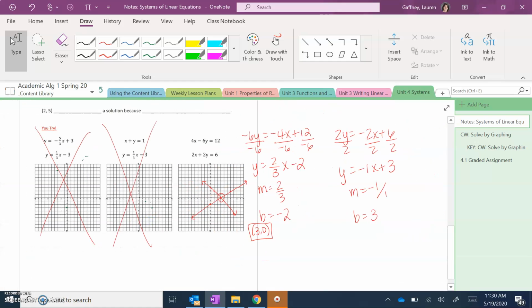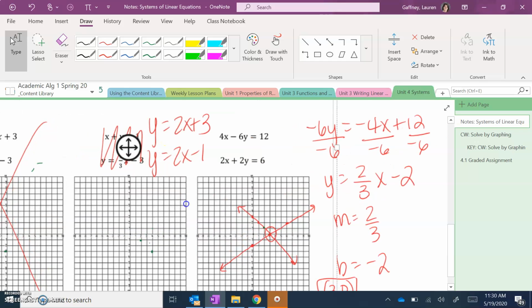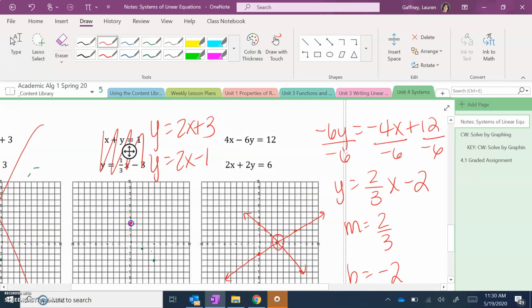Okay, actually, I'm not going to do this top one, but I want to use the graph. So let's say y equals 2x plus 3 and y equals 2x minus 1. So here, my b is up at 3. My slope is 2 over 1. So up 2 over 1, up 2 over 1. Now this one, my b is at negative 1, and it has a slope of up 2 over 1, up 2 over 1.